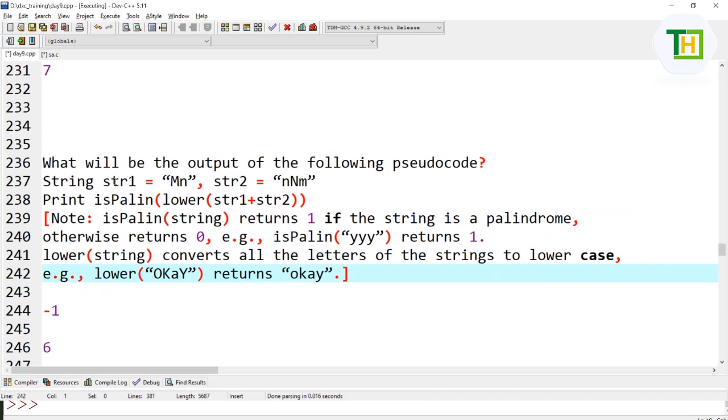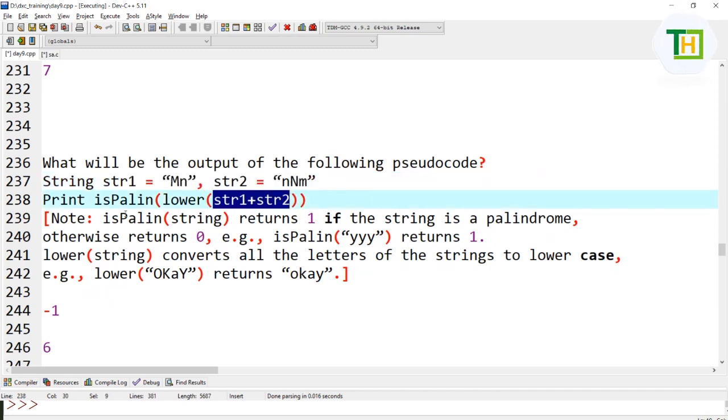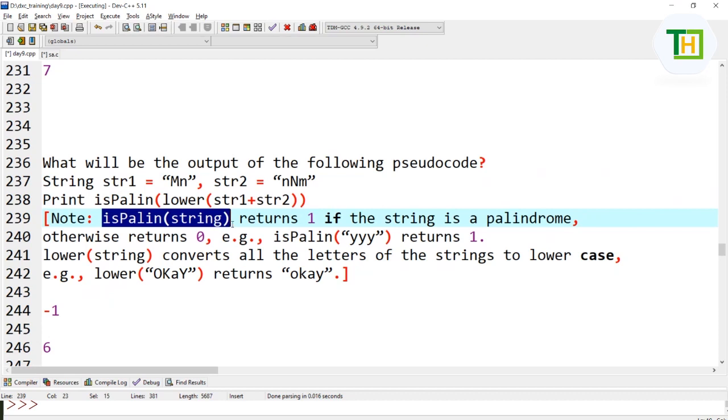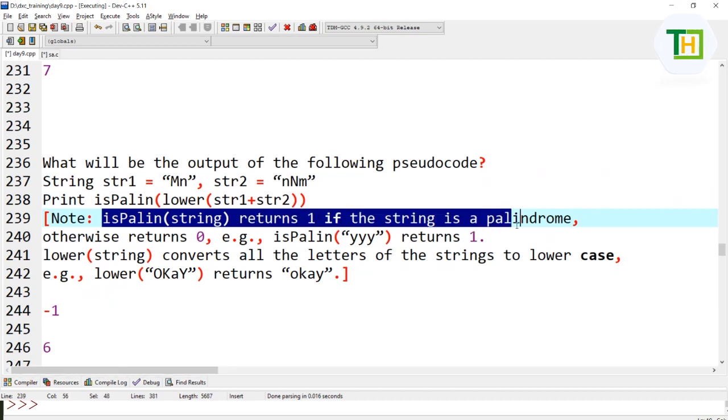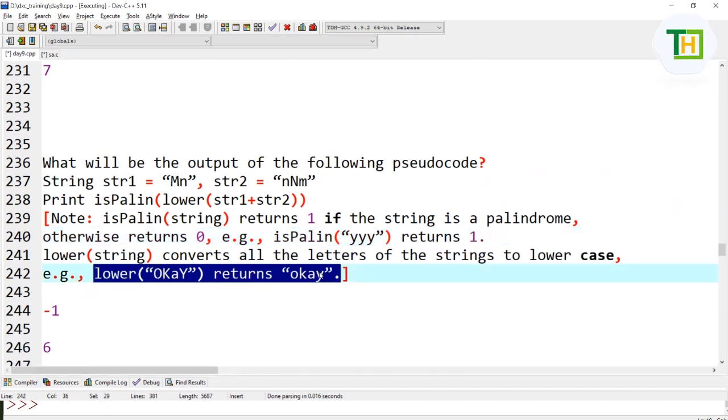For example, string 1 is equal to mn and string 2 is equal to mn. Lower of str1 plus str2 is palin. The is-palindrome function of a string returns 1 if the string is a palindrome, otherwise it is going to be 0. For example, is palindrome of triple y returns 1 here. Lower of string converts all the characters of the string into lower case. That means lower of OK is equal to lower of OK.